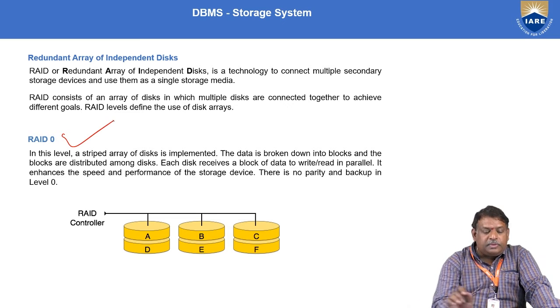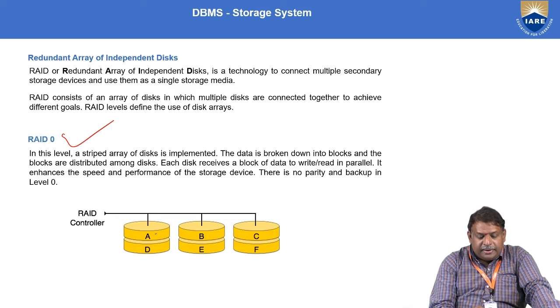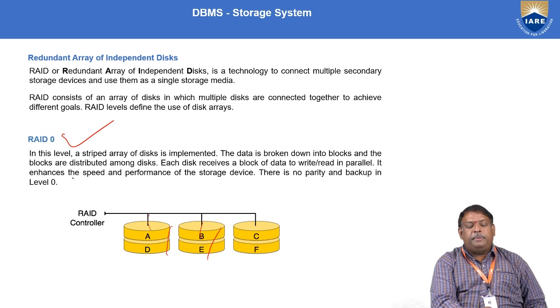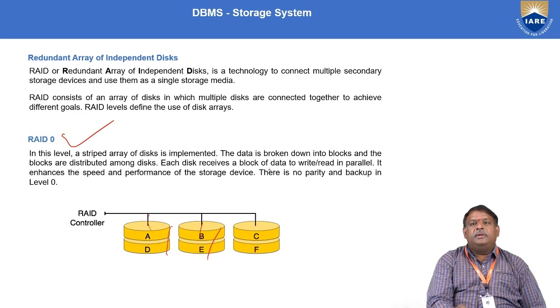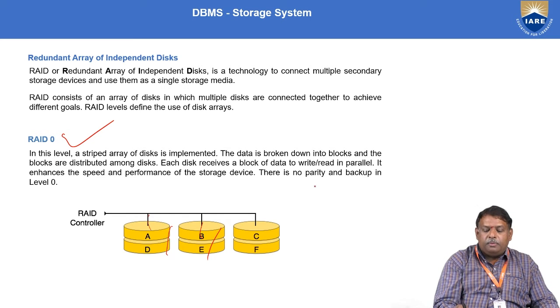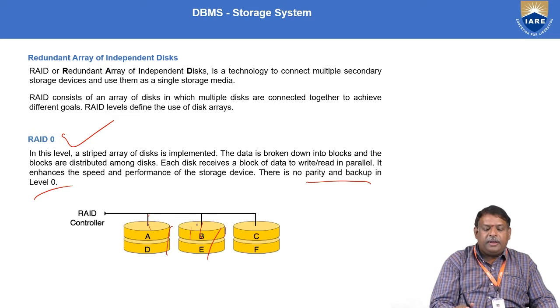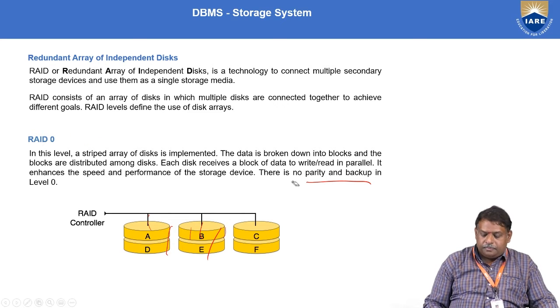RAID 0. In this level, a striped array of disks is implemented. The data is broken down into blocks, and the blocks are distributed among the disks. Each disk receives a block of data to be read and written in parallel. It enhances the speed and performance of the storage device. There is no parity and no backup in level 0. Reads and writes are done in parallel. This is RAID 0.